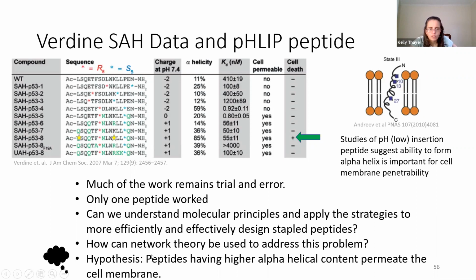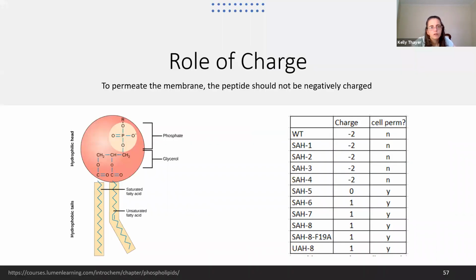What we might do is wonder how network theory could be used to address the problem, and then maybe try to construct some networks. Let's have a hypothesis that peptides having a higher alpha helical content permeate the cell membrane. So here we're going to take a look at the role of charge. In order to permeate the membrane, the peptide should not be negatively charged. So these are the peptides that have a -2 charge, and they also do not permeate. So you may make the assumption that peptides should not be negatively charged.